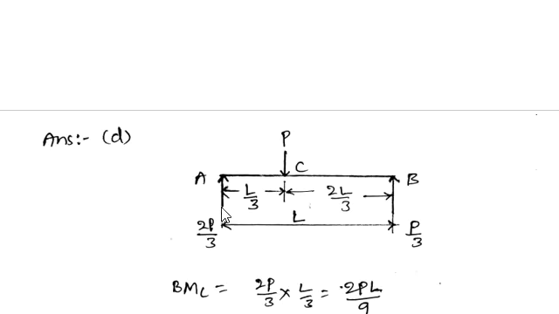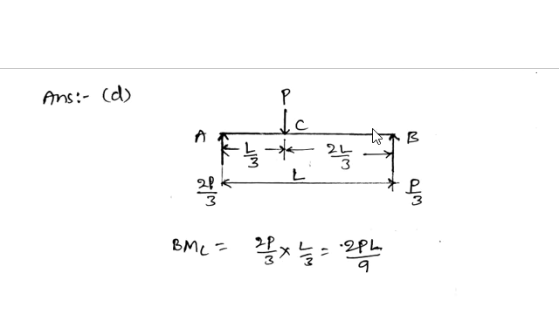See, a simply supported beam, span of length L, on which load P is acting at a distance of L by 3 from the left support. Suppose if you take this left A and B, so this will become left. So from L by 3 from the left support, load P is acting. So at this point we are asked to find out the bending moment.